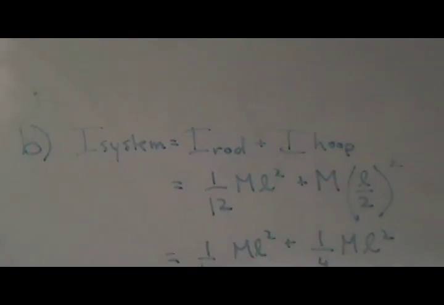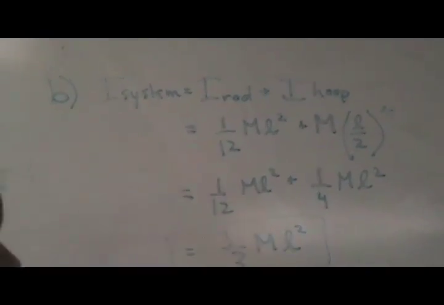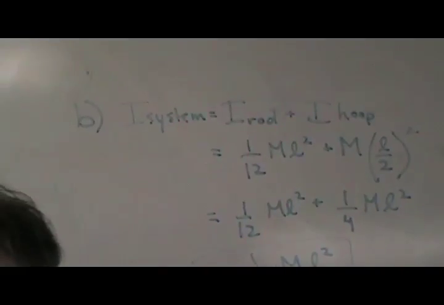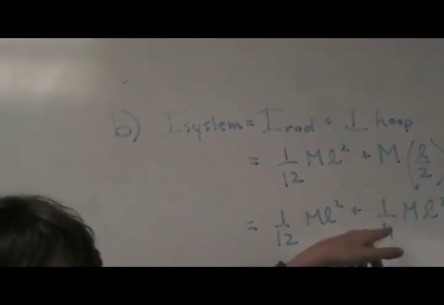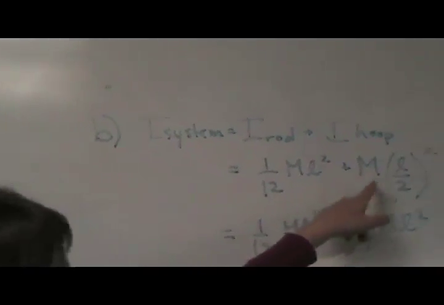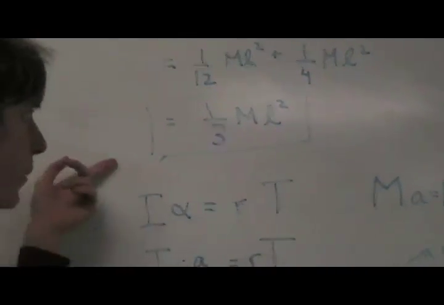Which is the hoop and the rod. So we just found the rotational inertia for the rod is 1/12 mL squared. You add that to the rotational inertia of the hoop, which is a solid mr squared, and the r in this case is L over 2. Solving for that, you get the rotational inertia of the system is 1/3 mL squared.